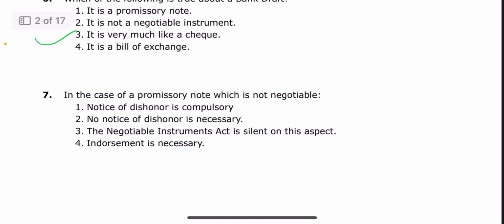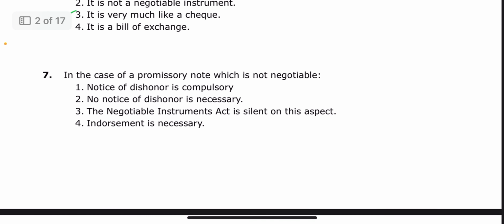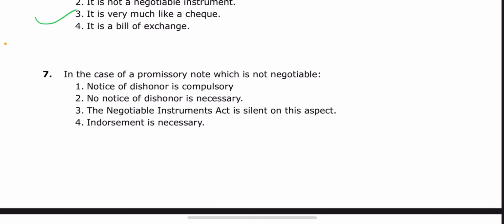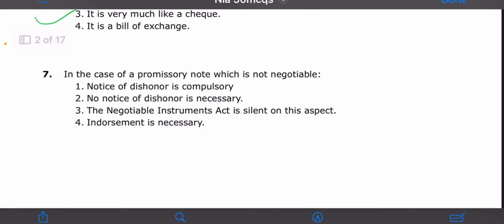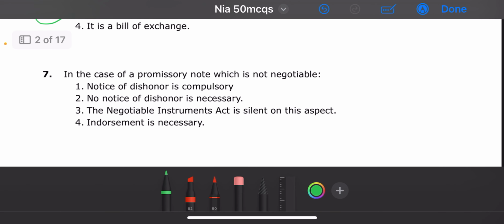Next question, in the case of a promissory note which is not negotiable, the options are: first, notice of dishonor is compulsory; second, no notice of dishonor is necessary; third, the Negotiable Instruments Act is silent on this aspect; fourth, endorsement is necessary. The correct answer is option 2, no notice of dishonor is necessary.